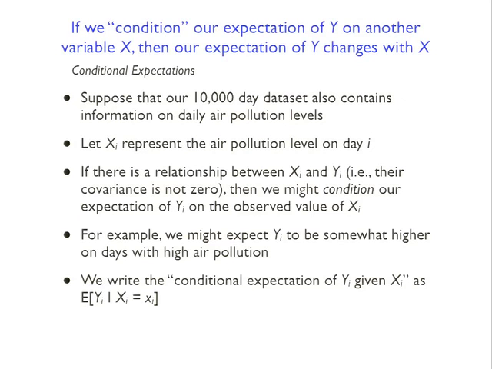Of course, these vary from day to day. But we're going to think about setting the air pollution level, which is a random variable written as big X, equal to some specific value, which we'll call small x. And then, given that we've set the air pollution level to that value of small x, we want to think about what is the expectation of Y. So on average, how many hospitalizations do we expect to observe on that day?